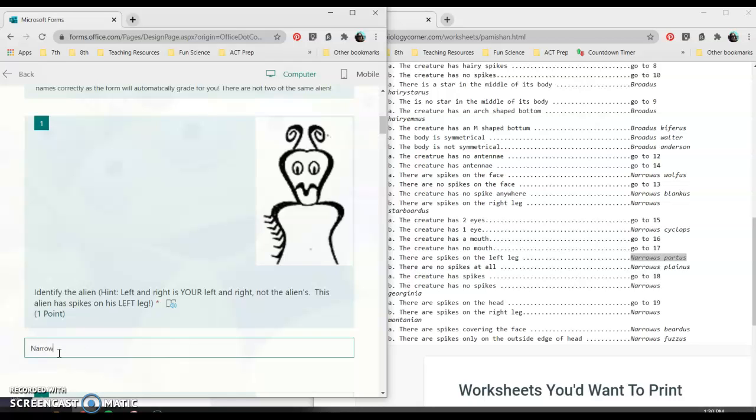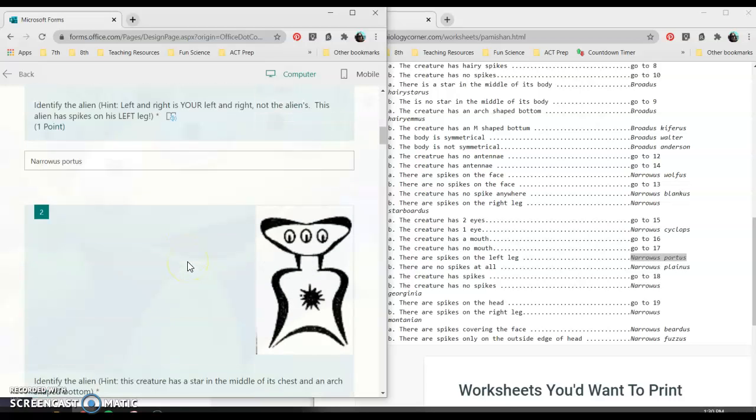Okay, so narrowus. So narrow, and then us, and then port, us. Remember to keep your capitalization just the same. So your N should be capitalized, but the rest should all be lowercase. Make sure again you spell that right. If it helps, you can break it down into little words, like narrow, us, and then port, us. Okay, so you guys would go on to the next one.